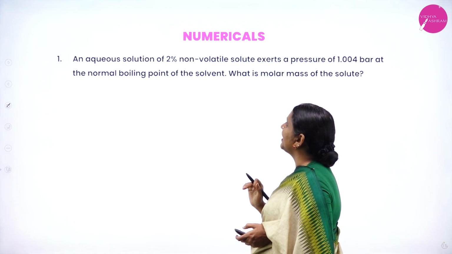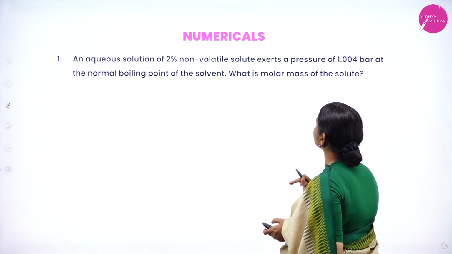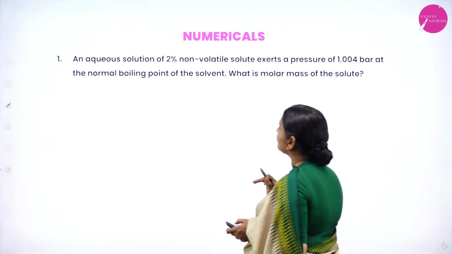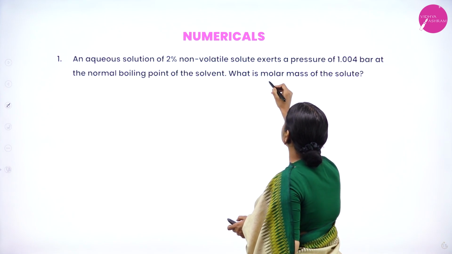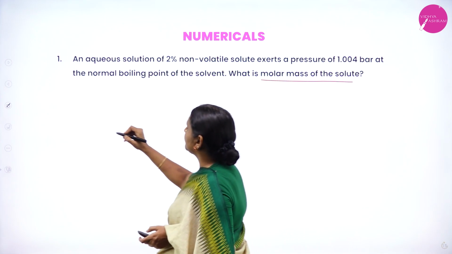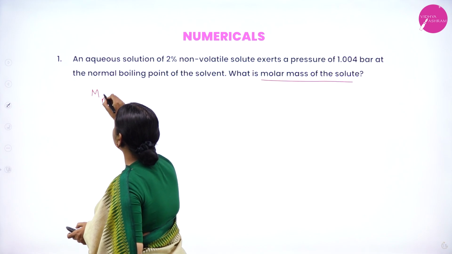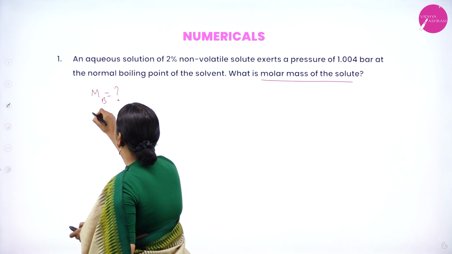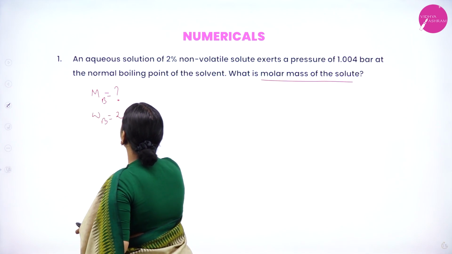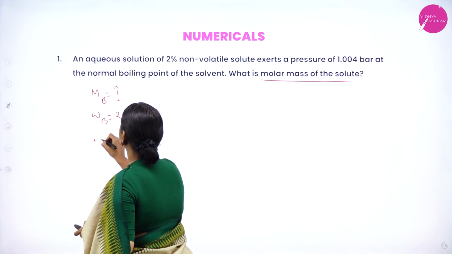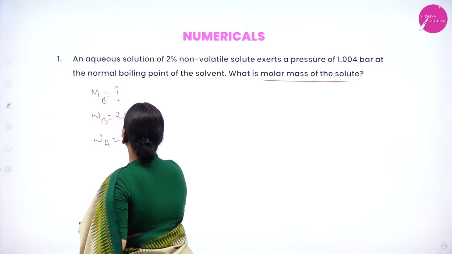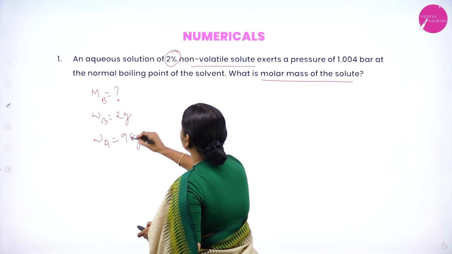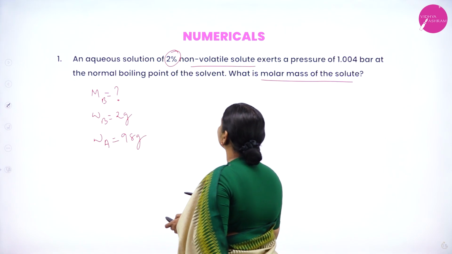Please read the numerical. An aqueous solution of 2% non-volatile solute exerts a pressure of 1.004 bar at the normal boiling point of the solvent. What is the molar mass of the solute? We have to find out MB. MB is equal to question mark. 2% non-volatile solute means the mass of solute is 2 gram. WB is the mass of solute. What is WA? 98 gram, because it is 2%. If the solute is 2 gram, the solvent is 98 gram.